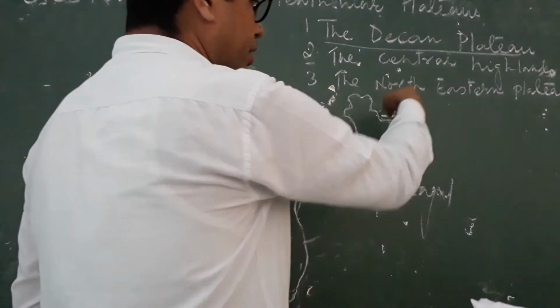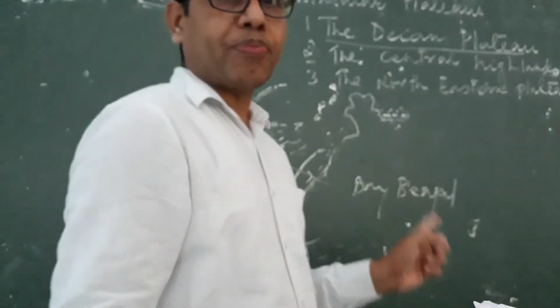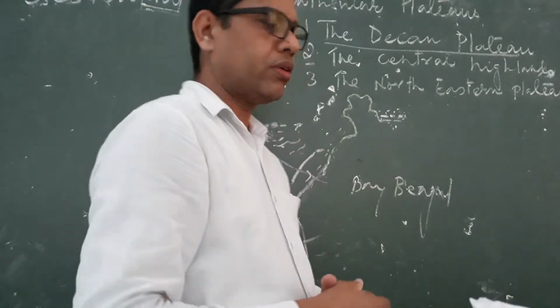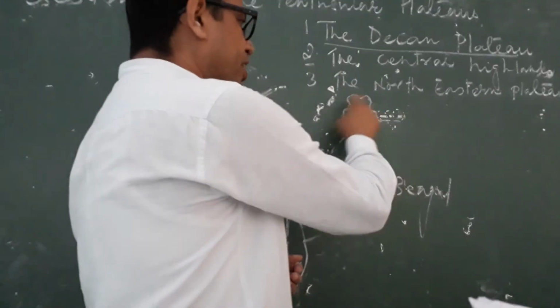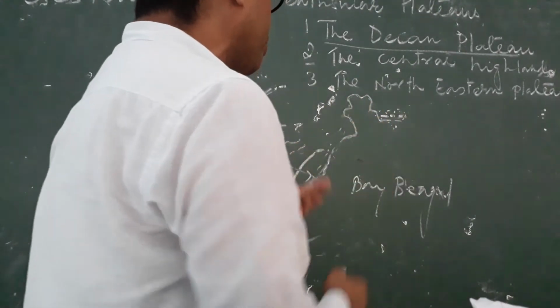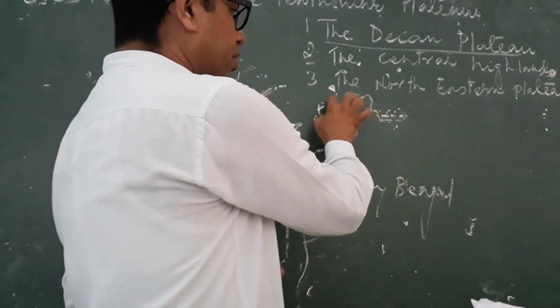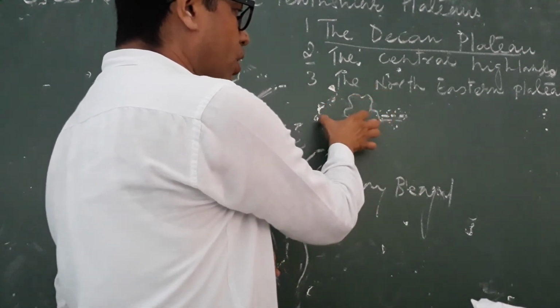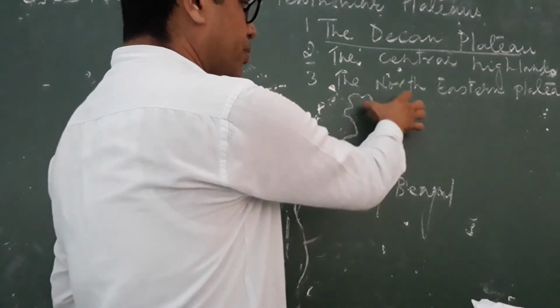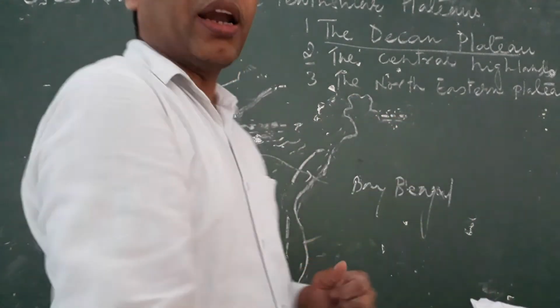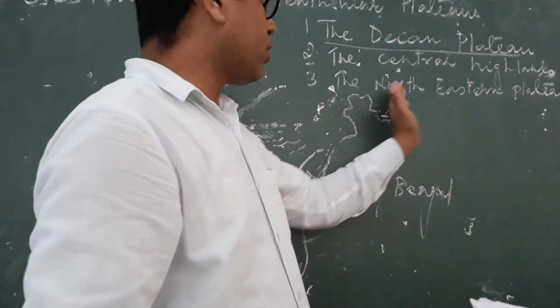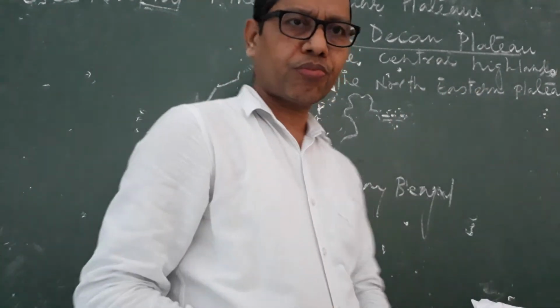And the extension of the peninsular plateau is visible in the northeastern region, and this appears to be separated from the main plateau because of the fault after Chotanagpur Plateau, Rajmahal Hills. This is a fault, and after which we have two plateaus, Meghalaya Plateau and Karbi Anglong Hills. These are called northeastern plateau.